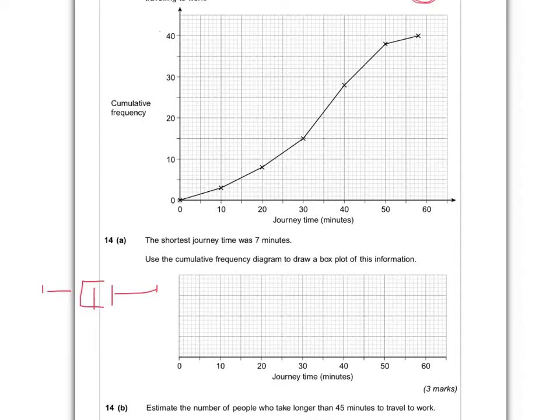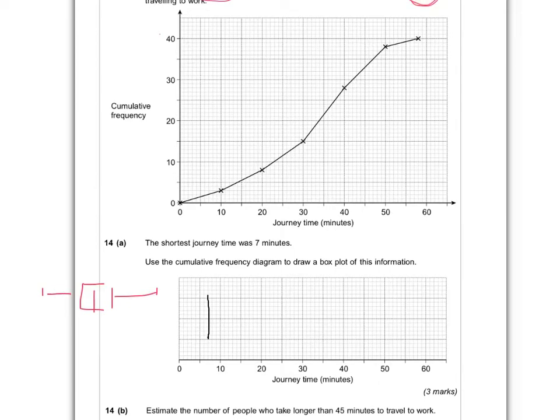So you're told the shortest journey time was 7 minutes. So what you need to mark on is 7, and of course it's going to be harder for me to do this on the screen, but if you look there is 7. The longest journey time, as you read down, seems to be at 58. So if you read down at 58 there, you can see the longest journey time. So we can mark on 58 here and be careful to mark it on in the right place.